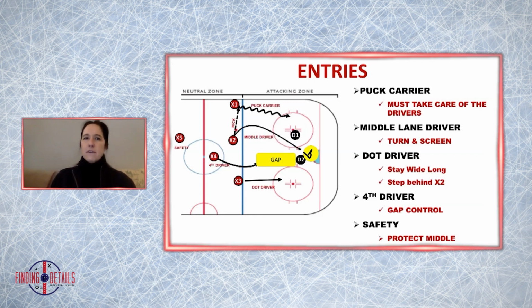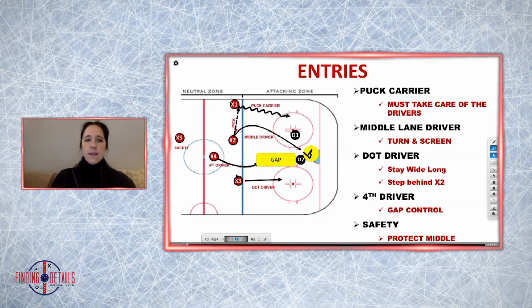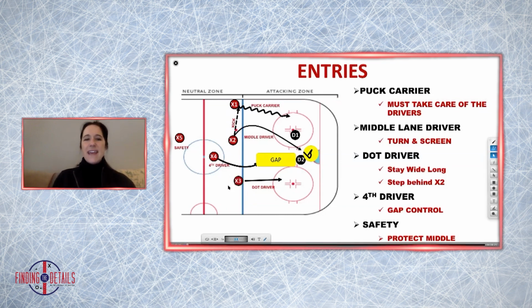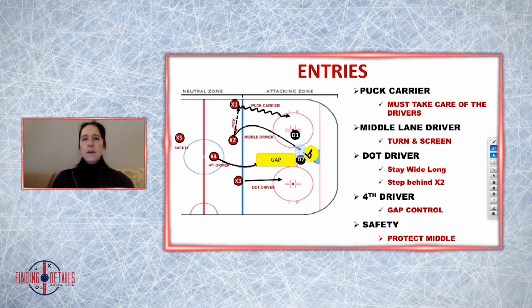Another important factor or detail that I think is really critical is the importance of this F3, or your third person over the blue line. They're going to become your dot driver and they have to stay wide as long as possible. And they also want to be a step or two behind your second player that crosses over the red line. Because we all know that the more times we're able to throw a puck across the Royal Road here.